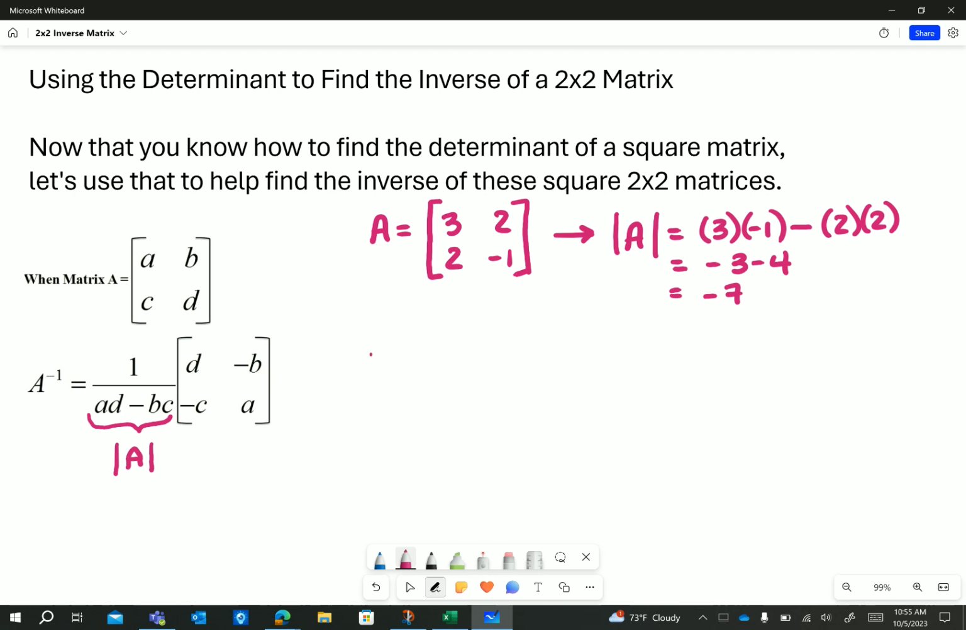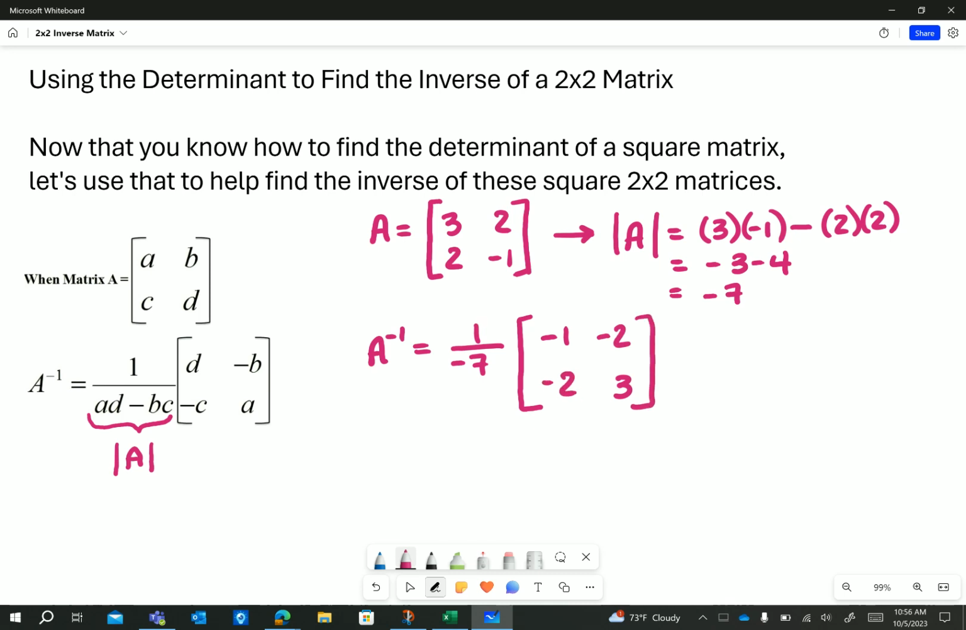So to find A inverse, the formula says I'm going to put 1 over the value of my determinant, so negative 1/7, and I'm going to distribute it to the elements of the newly formed matrix. So the 3 and the negative 1 are interchanged. So negative 1 goes here, 3 goes in the bottom corner, and then the elements in this diagonal are going to be switched in sign. Positive 2 becomes negative 2.